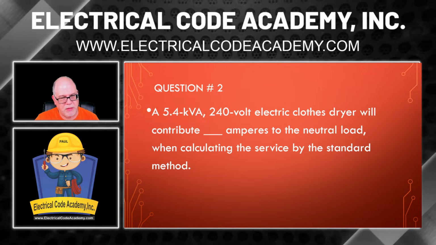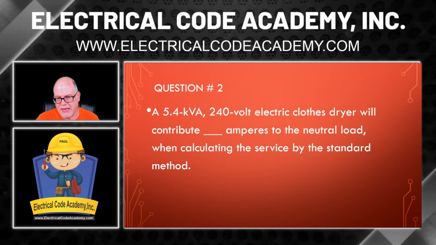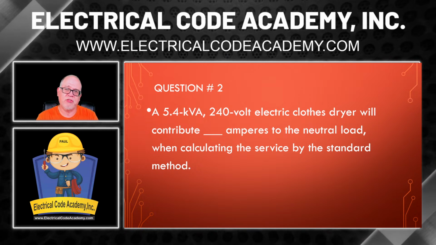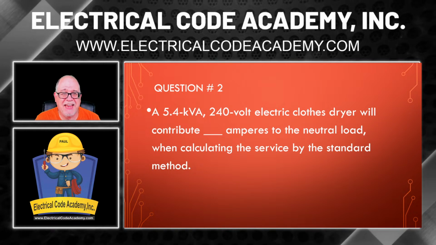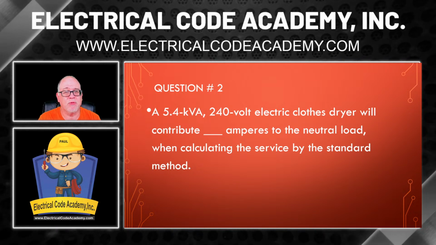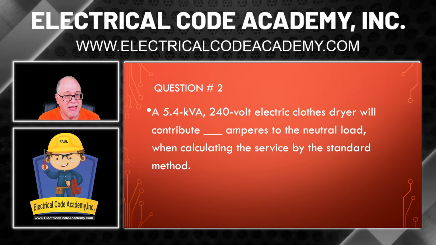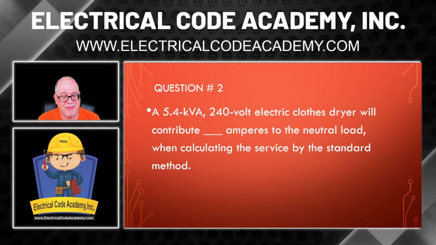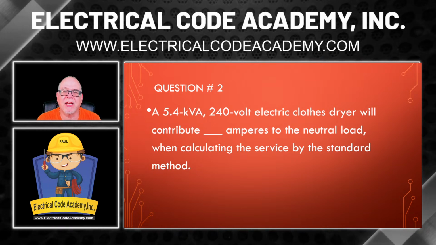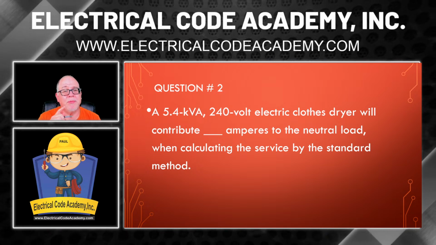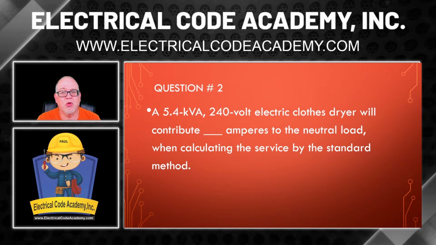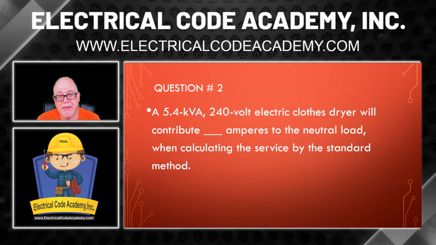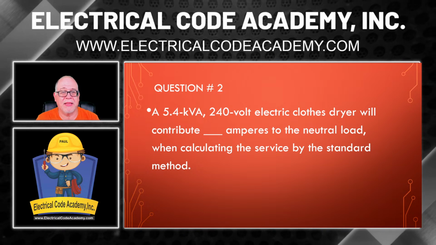All right, so the next question we're dealing with is one that's going to be asking about, looks like, electric clothes dryers. So the question is, we have a 5.4 kVA, so that's 5,400 VA, 5,400 watts, or 5.4 kW. See how that works? A 240 volt electric clothes dryer will contribute blank amperes to the neutral load when calculating the service by the standard method. Okay, so we know we're in the standard method.